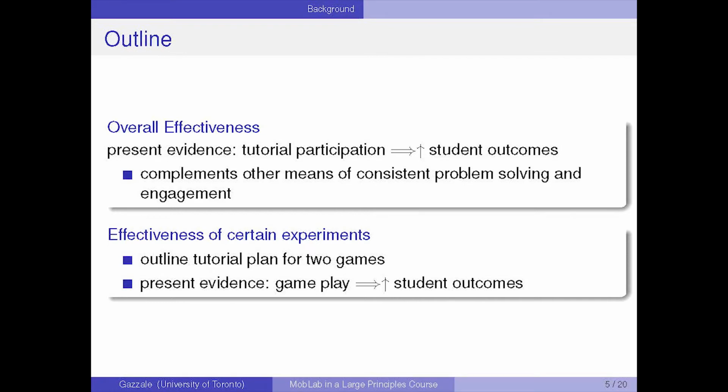And so what I'd like to do is show you some data from this last year. The first thing that I'm going to do is present evidence that tutorial participation, which in many cases included participation in games, markets, and experiments, led to increased student outcomes. And importantly, I'm going to show that this complements other means of consistent problem solving and engagement.